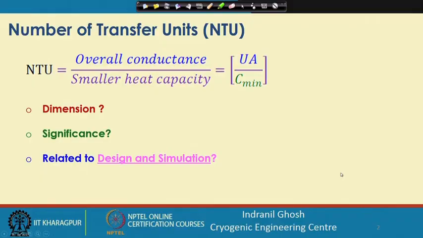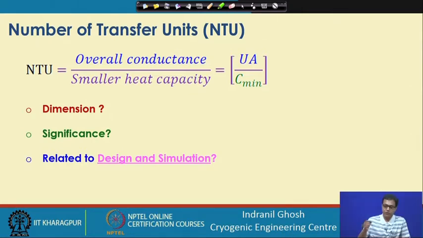So, first of all we will look into the definition of each of them, and then we will look at how it is related to the design and simulation of the heat exchangers. So, NTU is basically a ratio between the overall conductance and the smaller heat capacity.